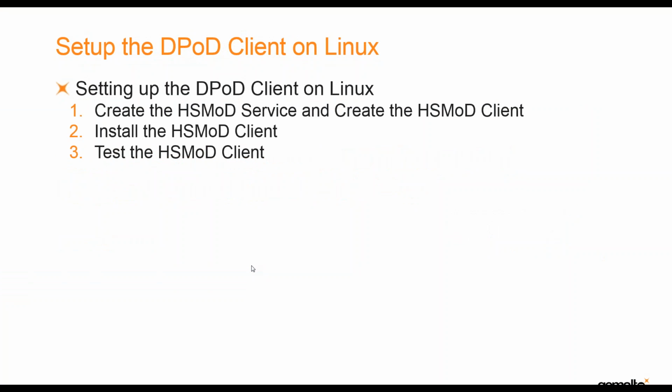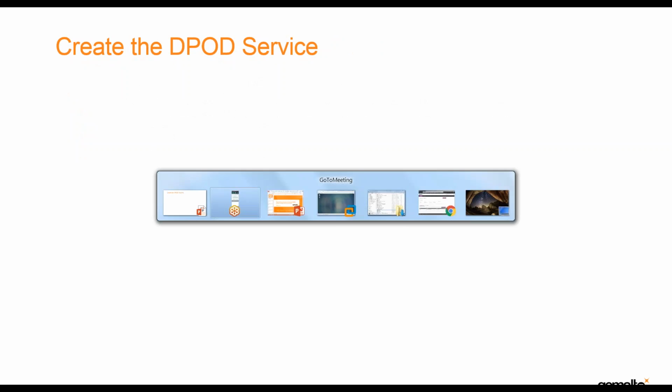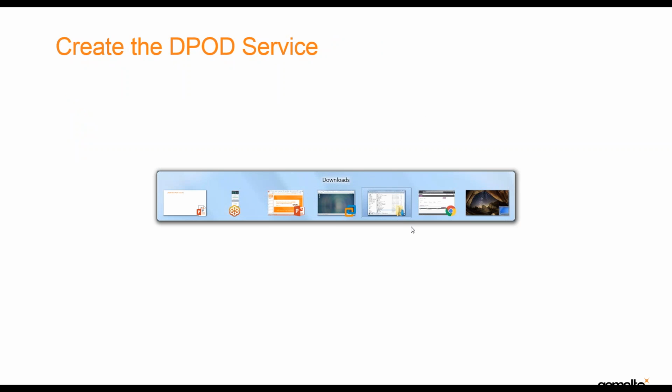So a couple of quick steps. It's not going to take a whole lot of time. Let's just get into it, right? I'm not going to create the HSM on Demand service and client. I'm just going to show you where to do that. But I'm just going to basically take the HSM on Demand client, set it up, and show you it in action. Pretty straightforward. So let's start with DPoD, right?